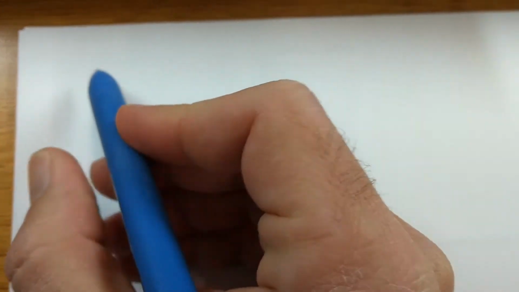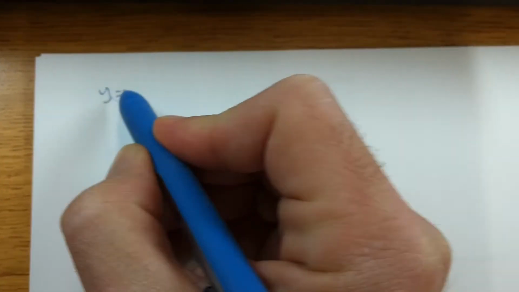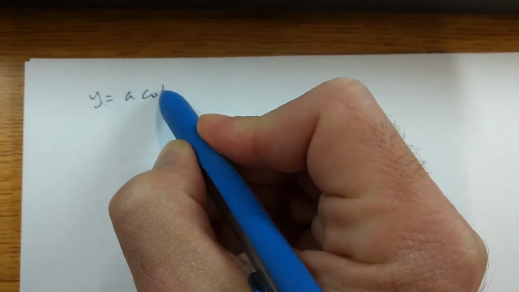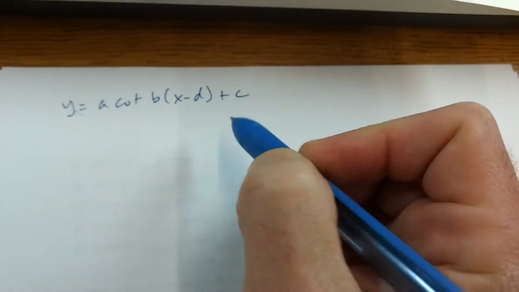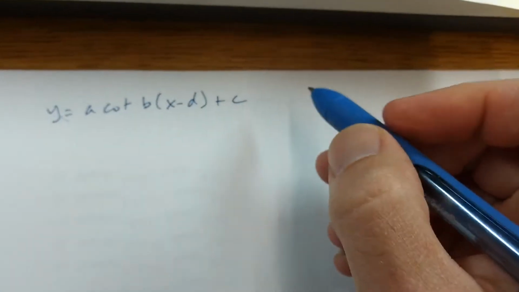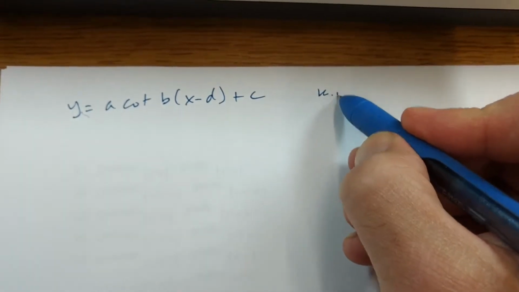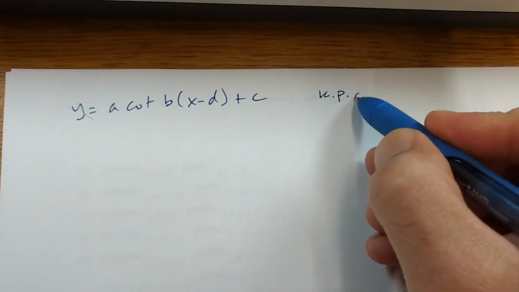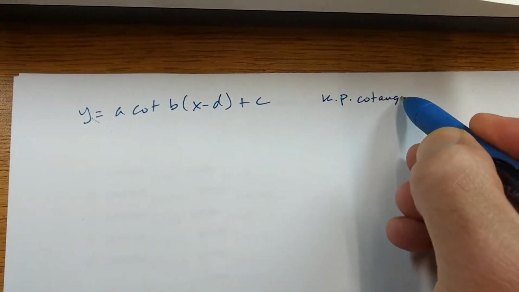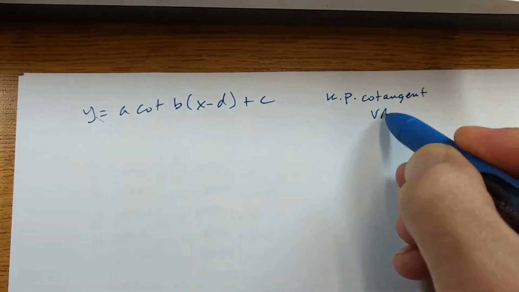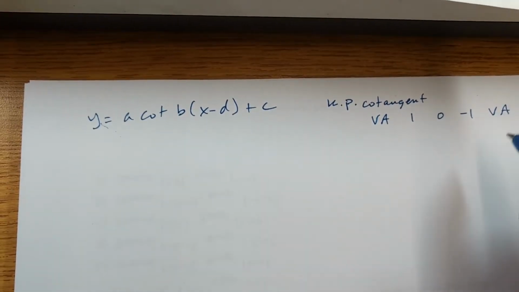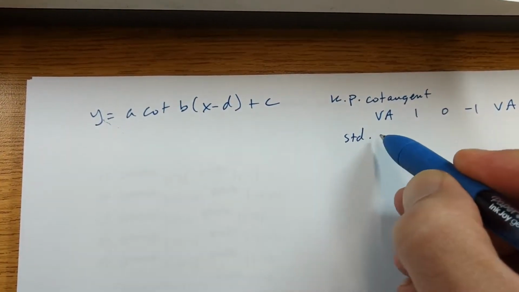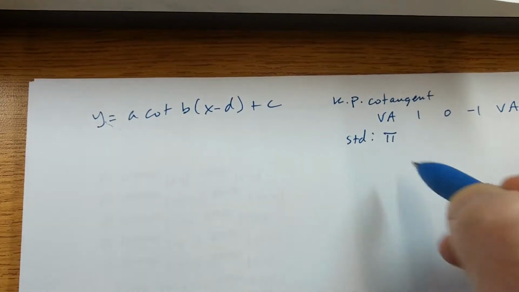2, we will graph something a little bit more difficult with y equal to a times the cotangent of b times x minus d plus c. We recall that our key points for the cotangent are vertical asymptote, 1, 0, -1, and vertical asymptote. The standard period is pi units.